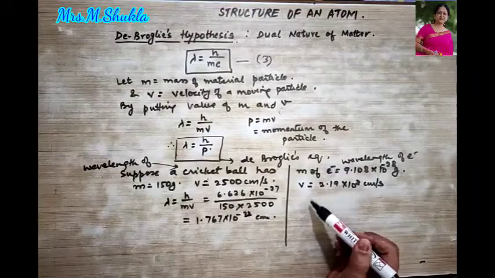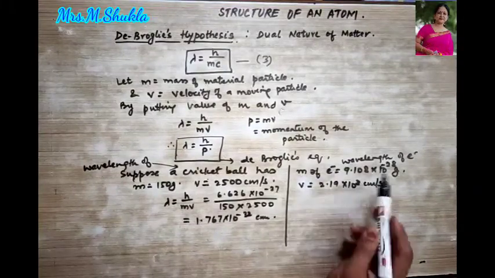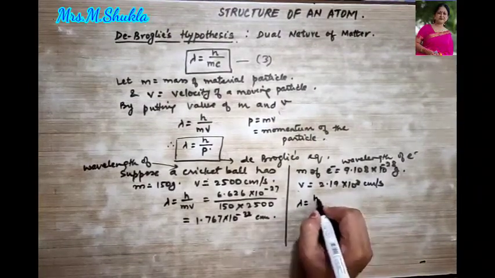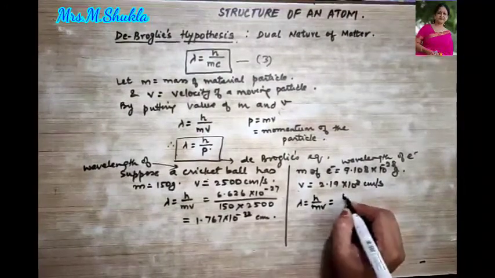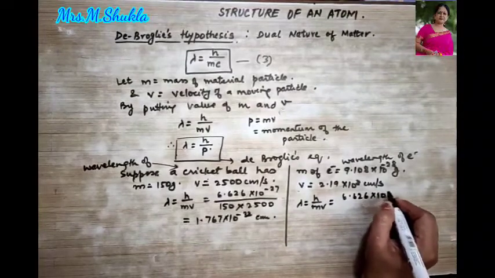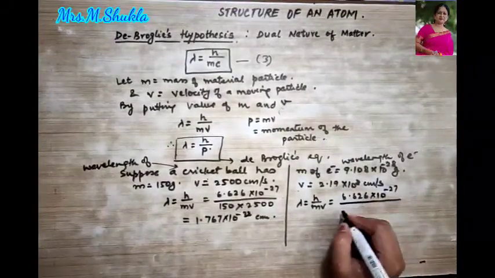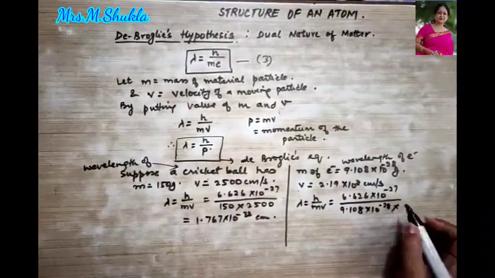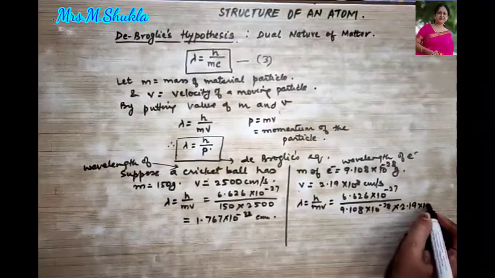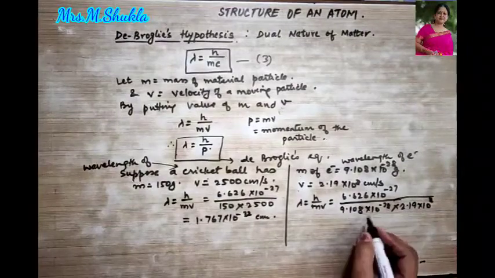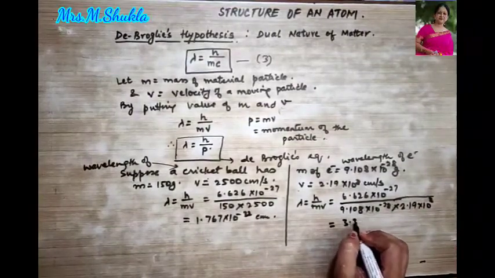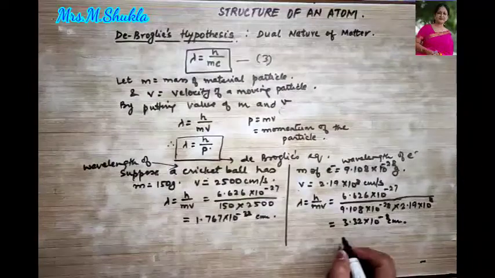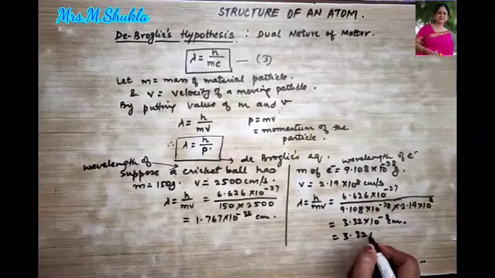So let us first find out the wavelength. Mass is given to you, velocity is given to you. Now let us find out the wavelength. It is equal to h upon mv. h we know, 6.626 into 10 to the power minus 27 upon what is the mass given to you? 9.108 into 10 to the power minus 28 into v is given, 2.19 into 10 to the power 8. Clear? All this will approximately come out to be 3.32 into 10 to the power minus 8 centimeters, right? Which will also be equal to 3.32 Angstrom.